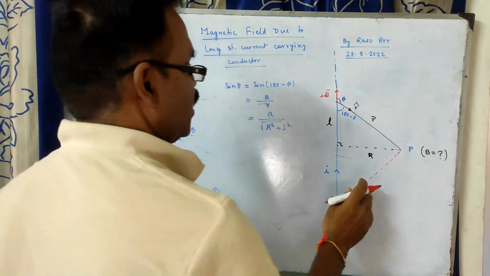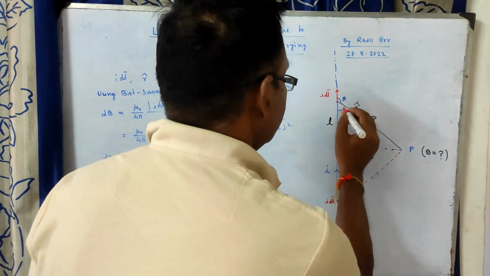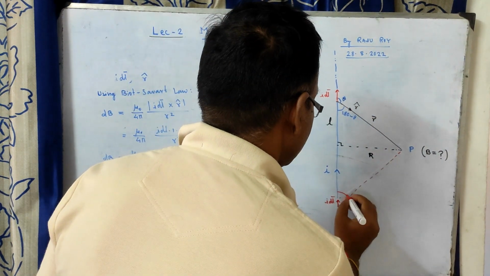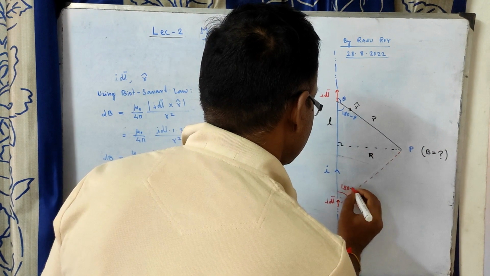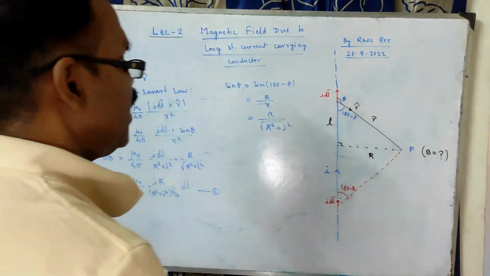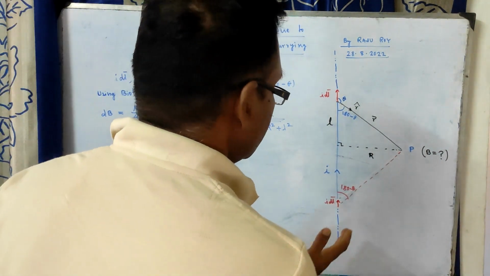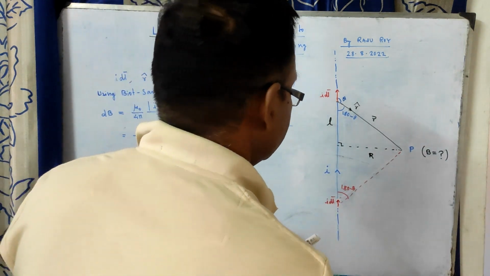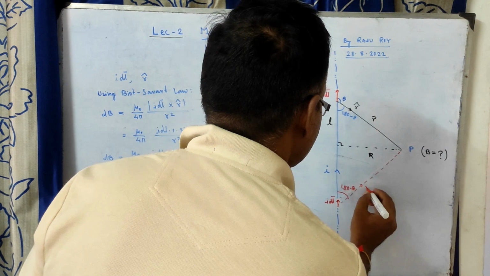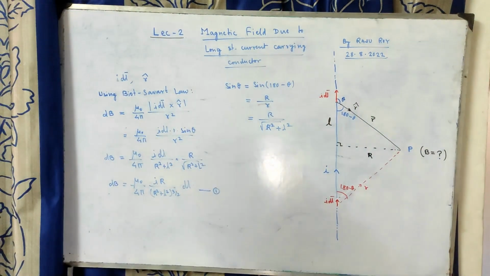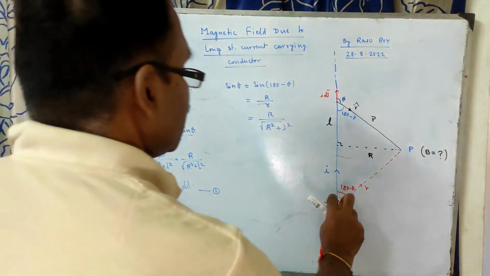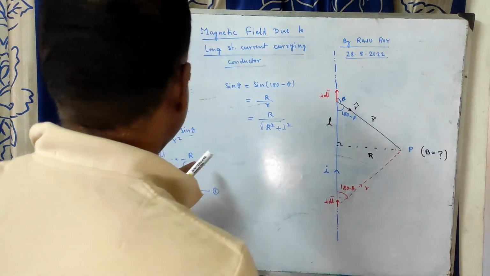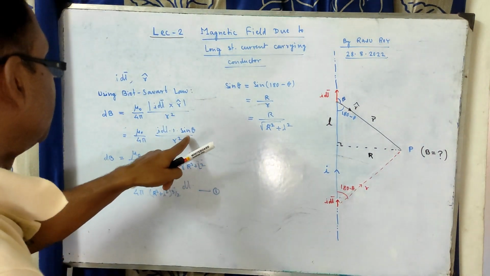Right, isosceles triangle. This length is equal to this length. So if this angle is 180 minus theta, this angle will also be 180 minus theta, right? Am I right? And due to this also, if you see, dl cross r cap, this is your r, right? The magnitude of both will be the same, because the sin theta is the same, no? Here the magnitude depends upon the sin theta, right?